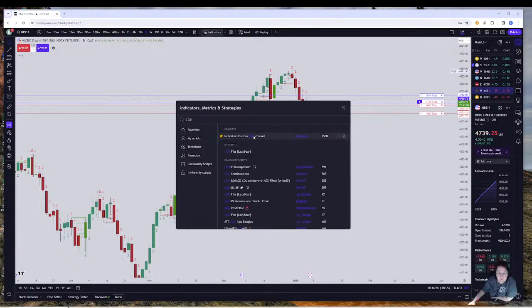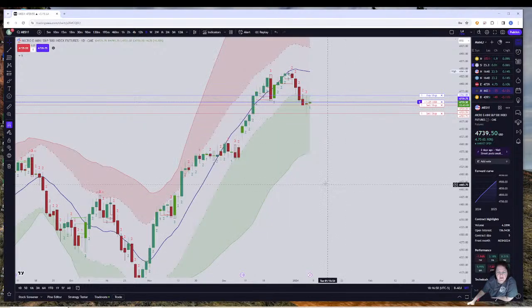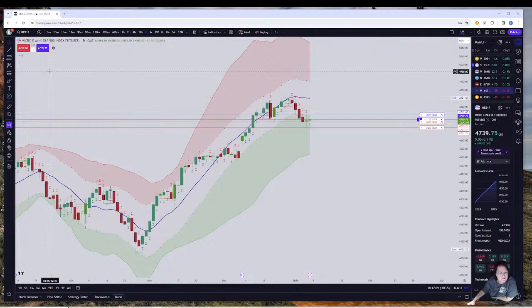But I used this one right here, COG. It's based on mean reversion. So how it works is basically when you're in this green area, you're kind of looking to buy. When you're up in the red area, you're kind of looking to short or sell. This is the median line or center of gravity, as they call it.